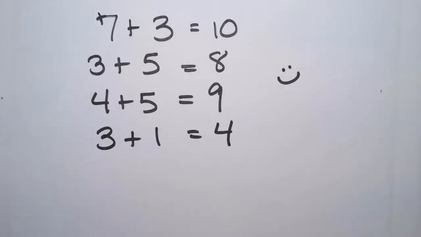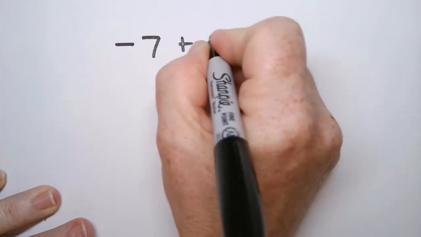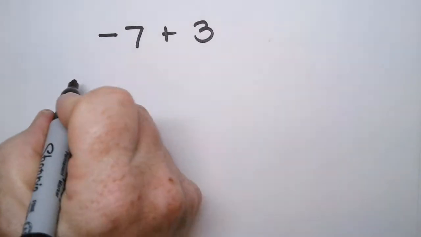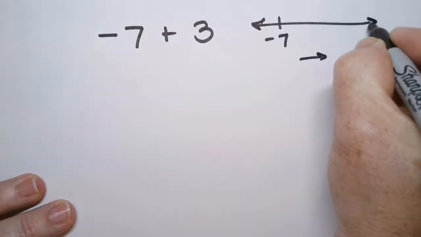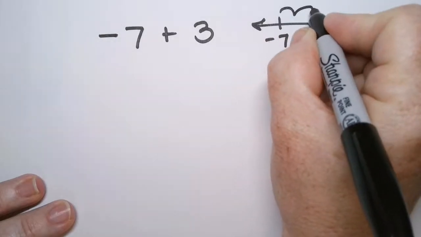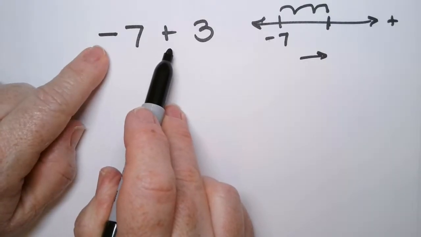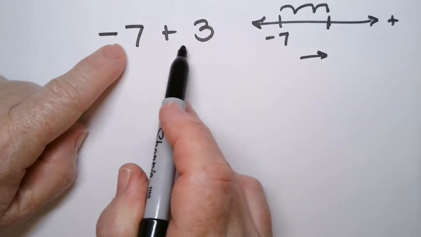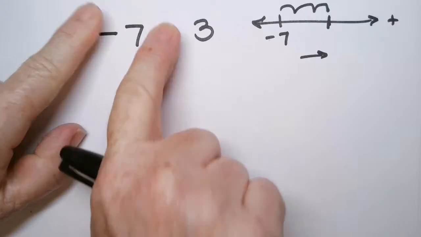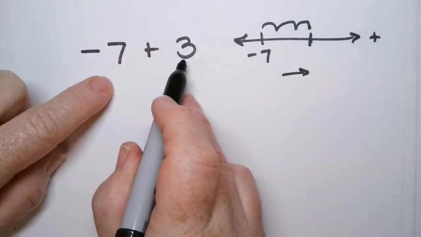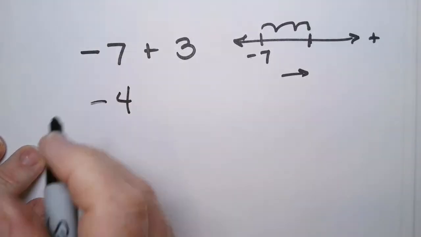Okay, so let's do another one. Let's say we have a minus 7 plus a 3. What does that mean? That means we were over here on our number line at minus 7, and plus 3 means we go this direction towards the positive end. So we go 1, 2, 3 hops. Anytime the signs are different, we take the difference between these numbers. You look at which number is bigger, the 7 or the 3? The 7, right? So you take the difference of 7 minus 3. Because the 7's bigger, that's the sign you're going to use. So the answer is minus 4.